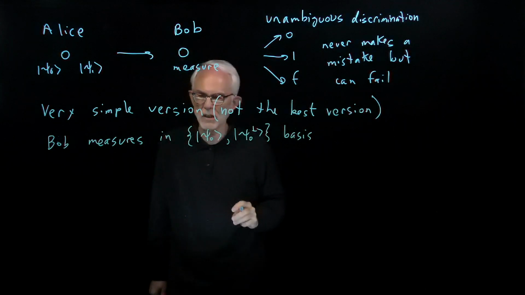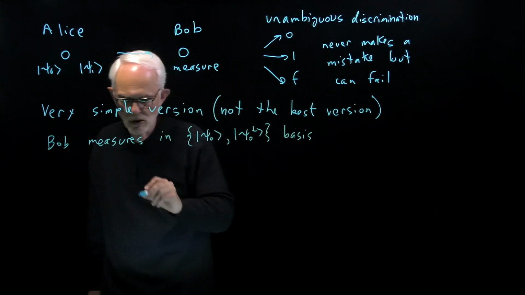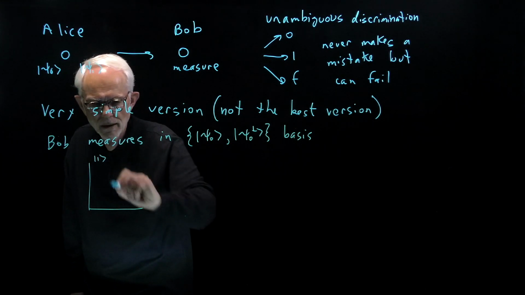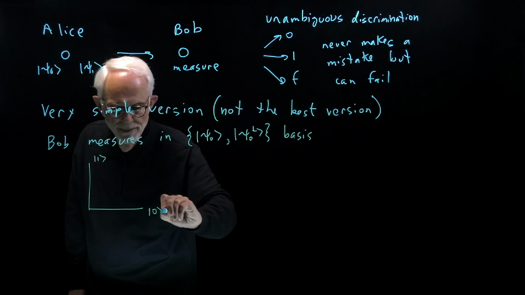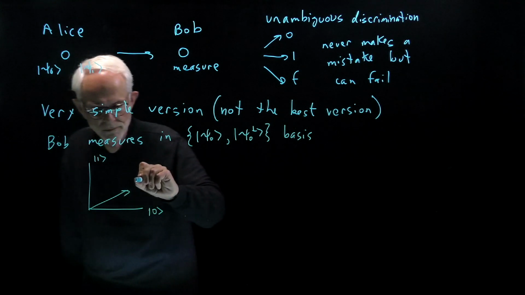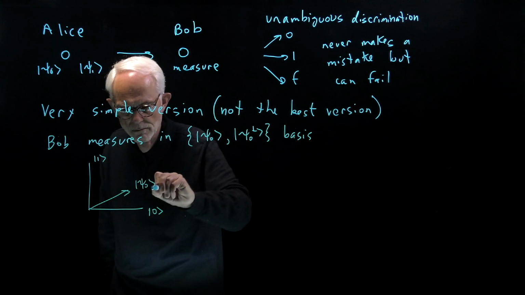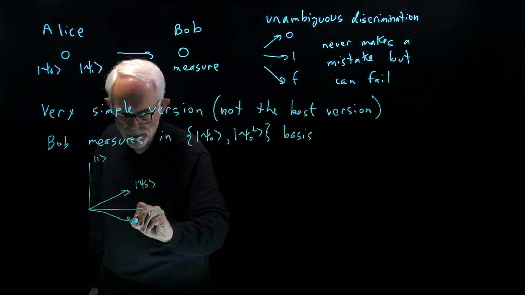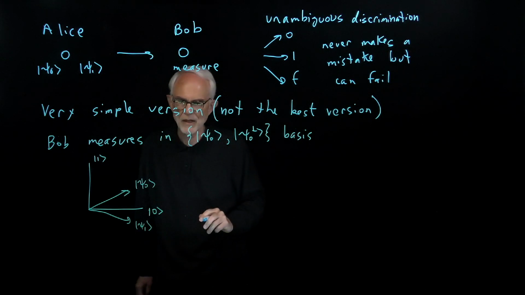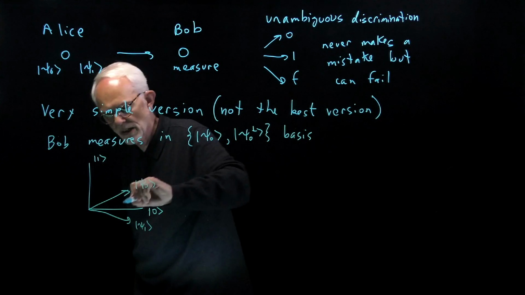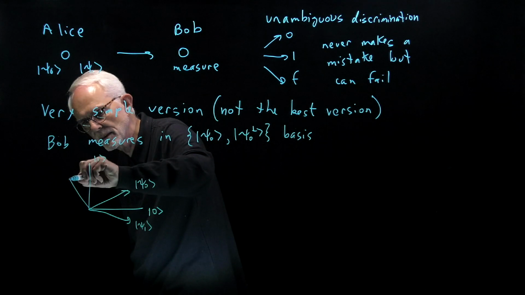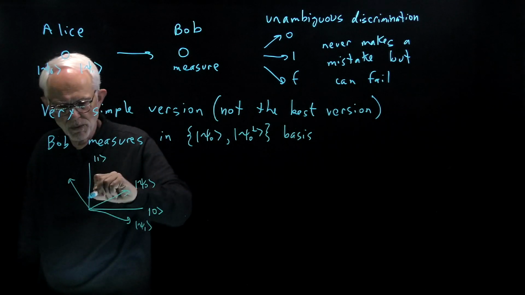So let's see what that looks like in a picture. So I'm going to have, this will be 1, and this will be 0. And let's suppose things look sort of like this. So here's psi 0. And here's psi 1. So they're not perpendicular to each other. So Bob is now measuring in the psi 0, psi 0 perp basis. So let me put in psi 0 perp. Psi 0 perp is the vector that is perpendicular to psi 0.